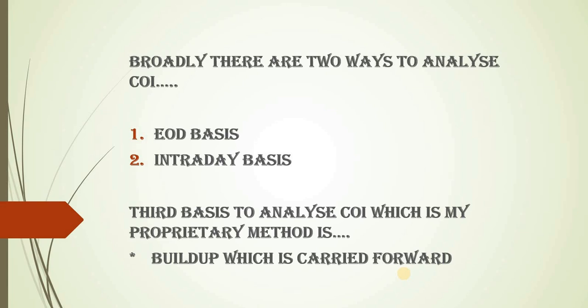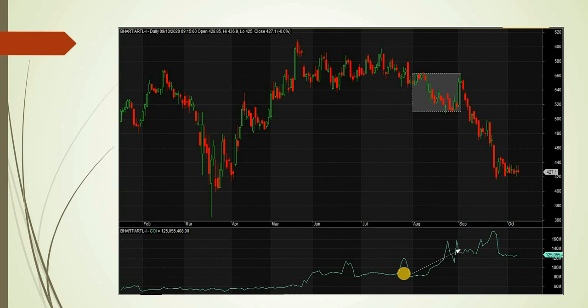Broadly, there are two ways to analyze COI. First is on an EOD basis, which is end of the day analysis. People generally do end of the day OI analysis to make their short term view on a stock. For example, this is the Bharti Airtel daily chart, and at the bottom of it, cumulative open interest is plotted.